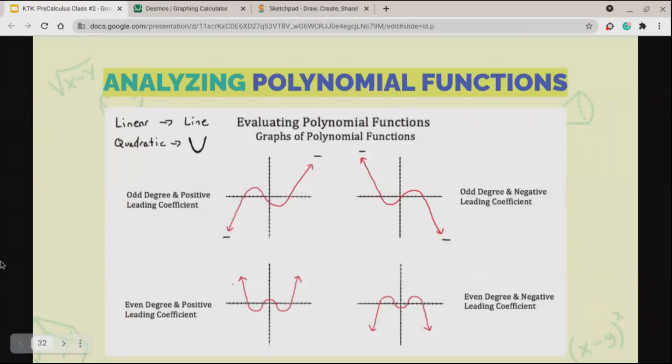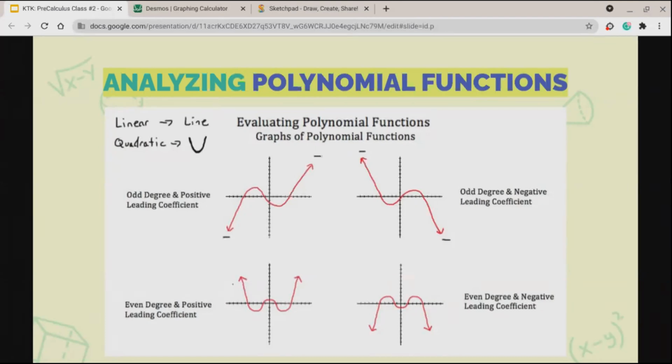So analyzing polynomial functions, here we talk about our end behavior. If you have an odd degree, like a cubic function or a quintic function, and a positive leading coefficient, then you're going to have end behavior like this. An odd degree and a negative leading coefficient: as x tends negative, y tends positive, and as x tends positive, y tends negative. And then even degree and positive, and even degree and a negative leading coefficient. So we're going to go ahead and try some of those out in Desmos.